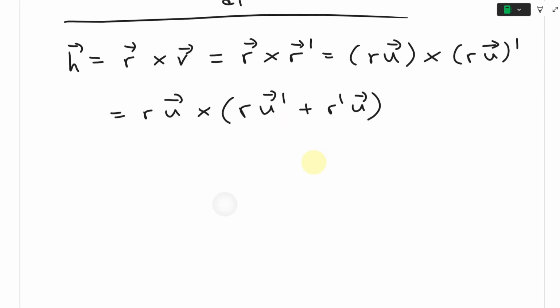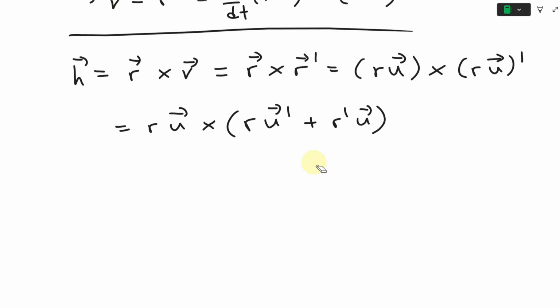And I'll put a link soon to my earlier video on proving this. And also taking the constant, the scalar, out of there. So this one here becomes multiplied by there. So r times r is going to be r squared. Those are just scalars. And then this is going to be u cross u prime, like that.